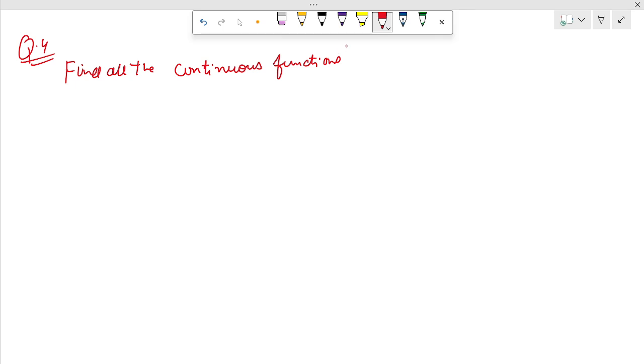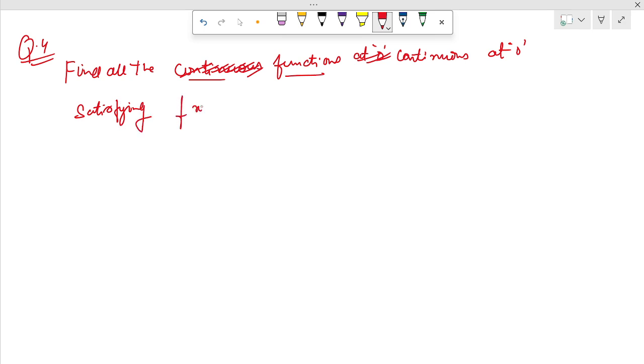Find all the continuous functions from R at 0. So we want to find all the functions which are continuous at 0, satisfying the equation that f of x plus f of 2 upon 3x is simply equal to x.